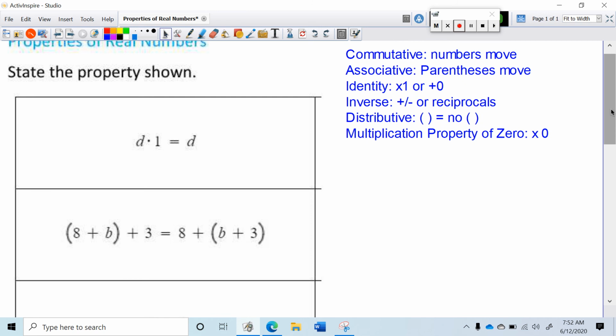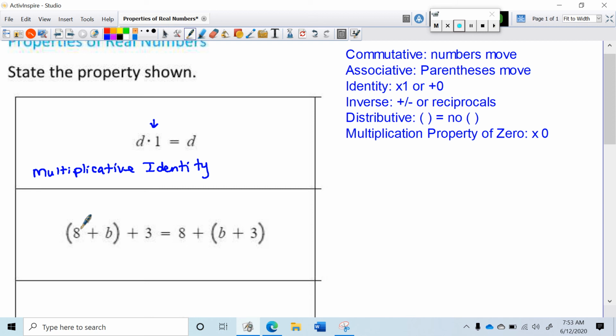So on these, this is multiplying by 1. So if you're multiplying by 1, that's the identity property, and since it's multiplication, it's the multiplicative identity. If it were a plus sign, if you were adding 0, it would be additive identity. So you've got to tell whether it's multiplying or adding by using multiplicative or additive.